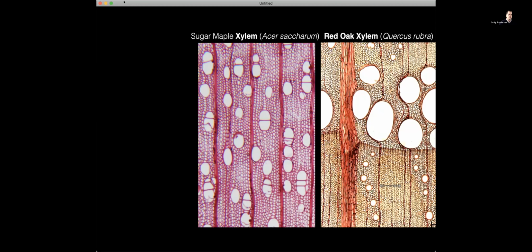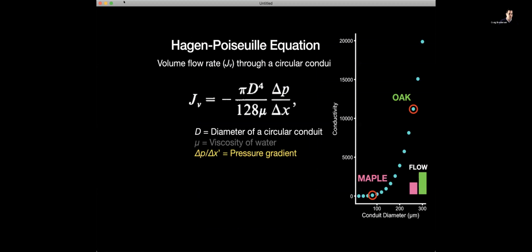These are taken at roughly the same magnification, from the Inside Wood database from North Carolina State University and Elizabeth Wheeler's work. And you can see immediately, at the same magnification, that there's a really large difference in the diameter of these conduits. And so we might want to use the Hagen-Poiseuille equation to measure the diameter of each of those different conduits, and then predict the potential conductivity for those two different stems.